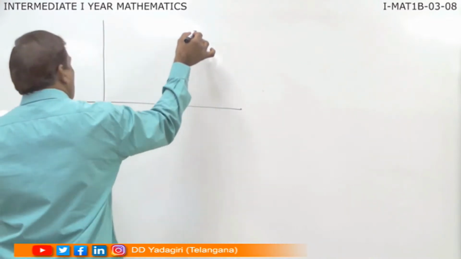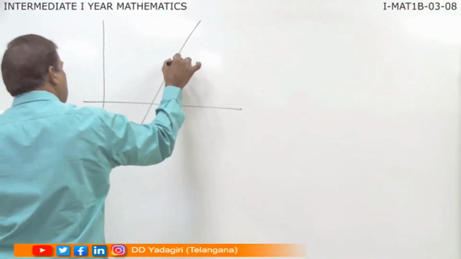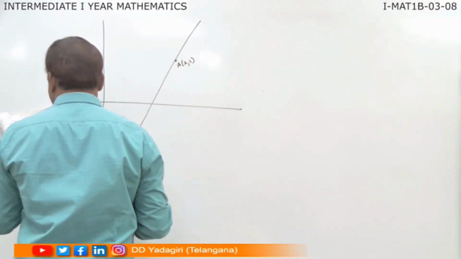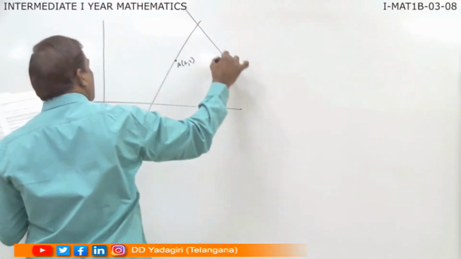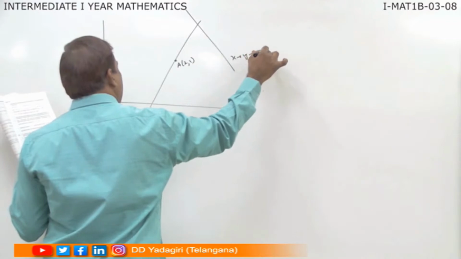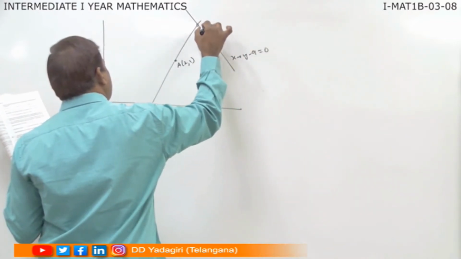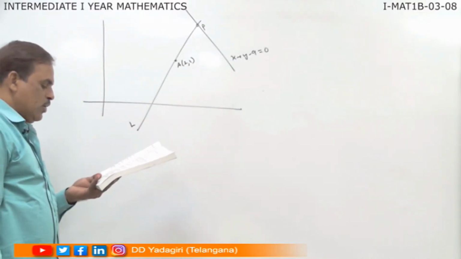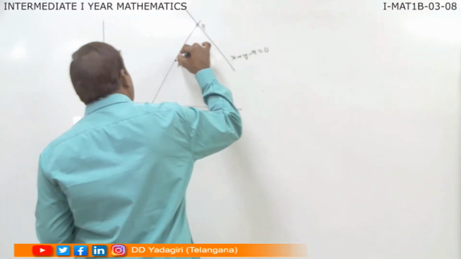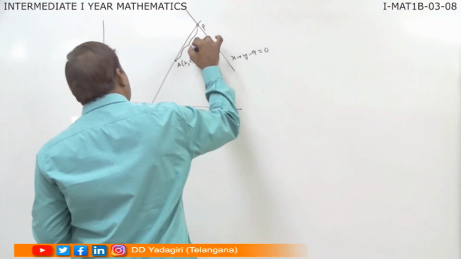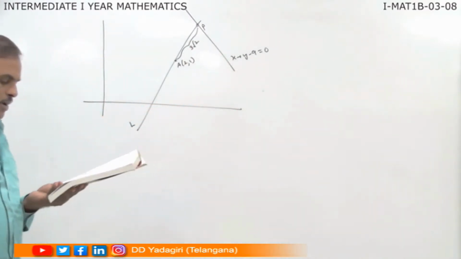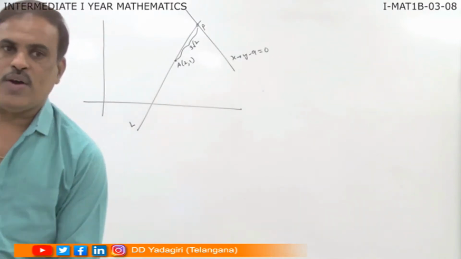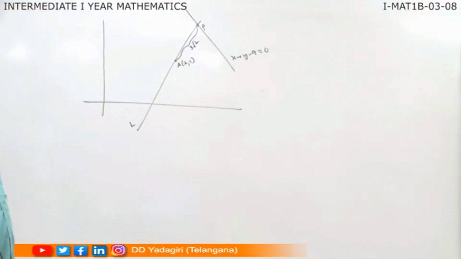A straight line L is drawn through the point A(2, 1). This is the point A(2, 1). Let's say this is a straight line L, such that its point of intersection with the line x plus y minus 9 is equal to 0, let's say this is the point of intersection P, is at a distance of 3 root 2 units from A. This is 3 root 2 units from A. Find the angle which the line L makes with the positive direction of x-axis.